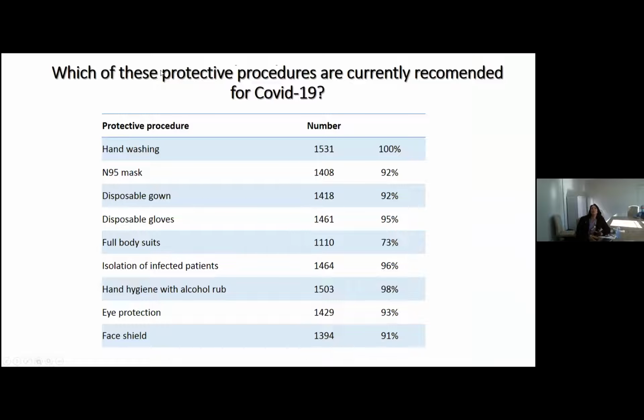This is what they thought about which protective procedures are currently recommended. So of course, hand washing was 100% recommended. N95 was 92%, disposable gowns 92, disposable gloves 95, full body suits 73%, which is a lot. Isolation of infected patients, eye protection, hand hygiene with alcohol rubs. I'm surprised this is not 100%.